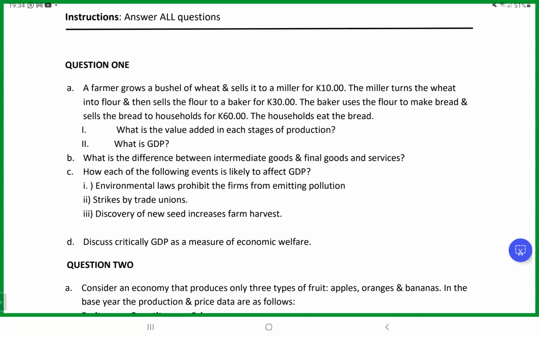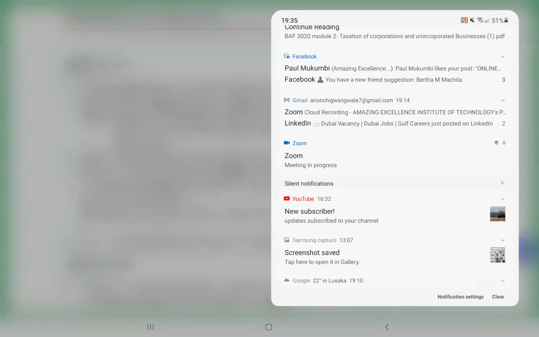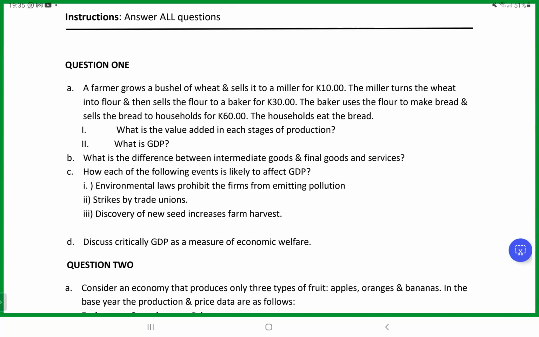What is question number 1B reading? All right. Ms. Angando, are you in a position to read for us? Question 1B. All right. Question number 1B reads, what is the difference between intermediate goods and final goods and services? What is the difference between intermediate goods and final goods and services?